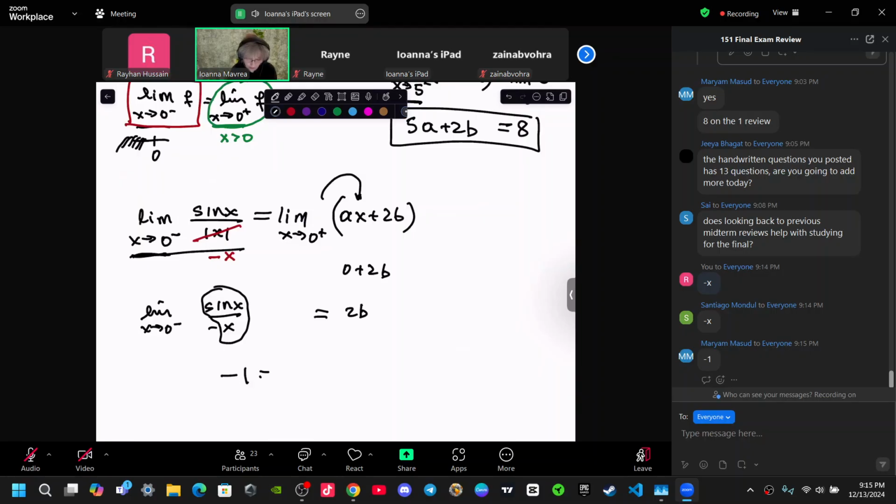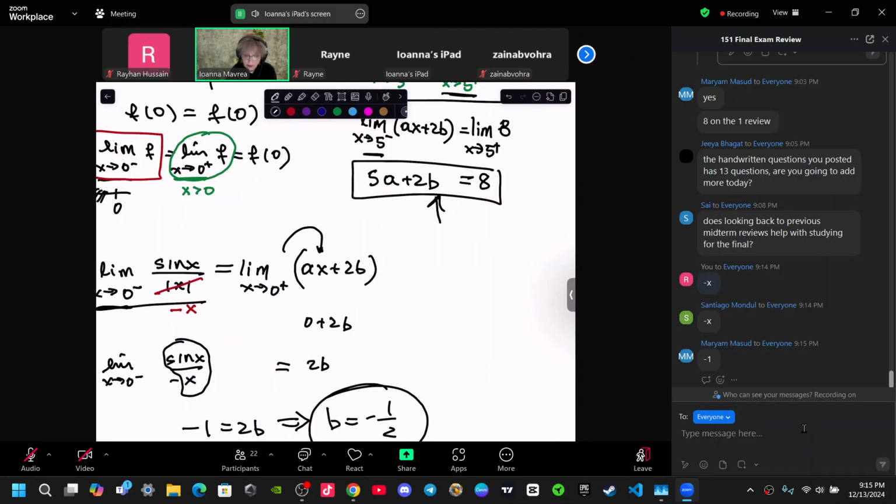So -1 is equal to 2b. That's awesome news because that tells me what b is. And if I know what b is, I can go in, plug it in, and solve for a. And when I say solve, I don't mean do anything crazy.